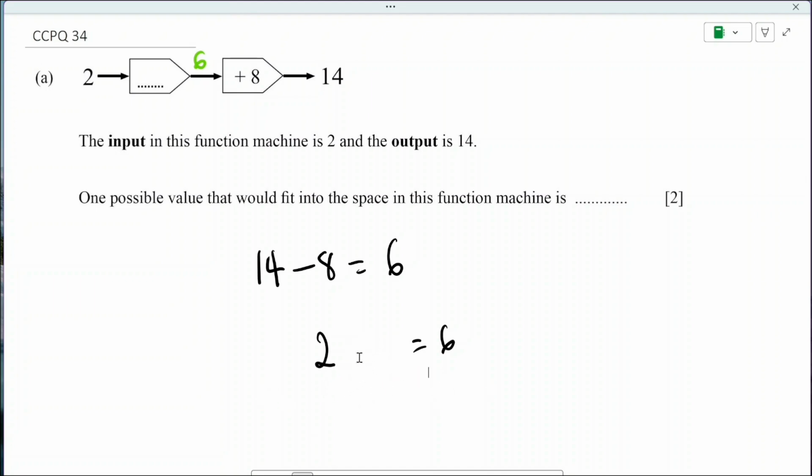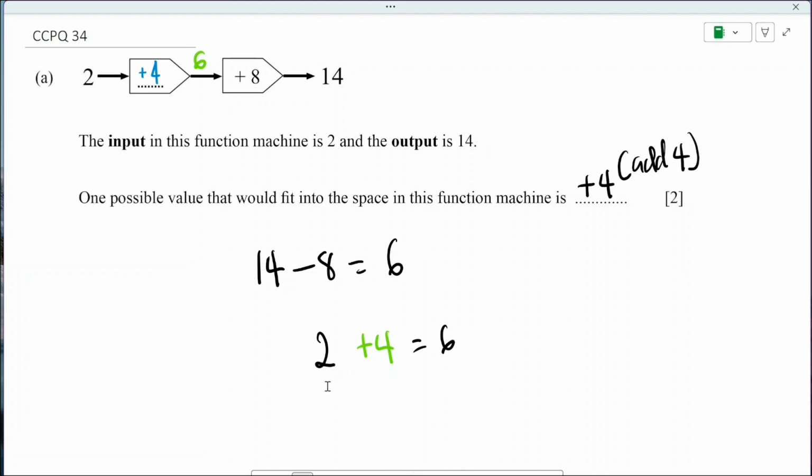4 plus 2 will give you 6. So in this empty space, you can have plus 4 or add 4. So 2 plus 4 will give you 6. You can assume the value as a here, then solve for a, you still get plus 4. So a possible value that will fit into this empty space is plus 4. So your answer is therefore plus 4, or you can say add 4.